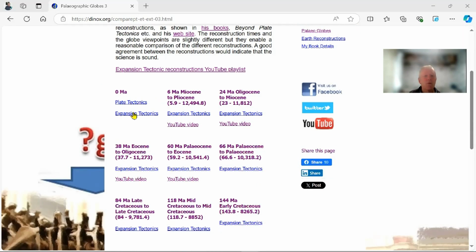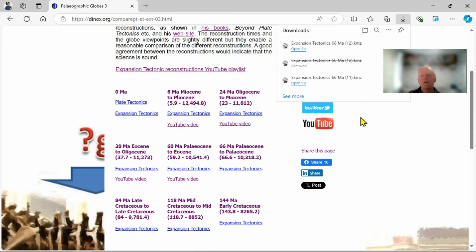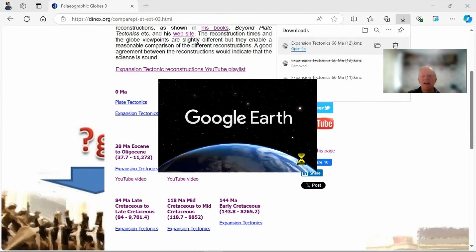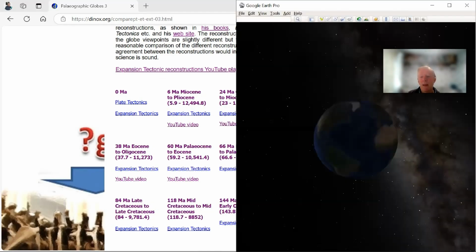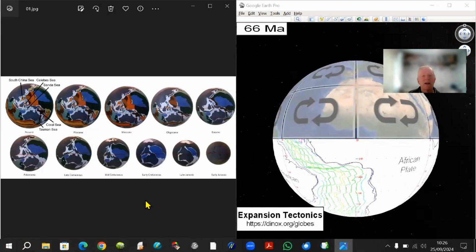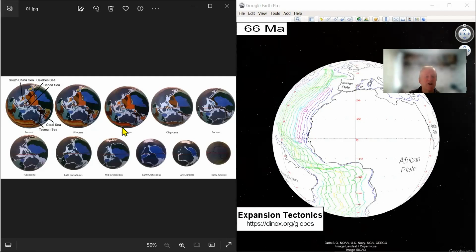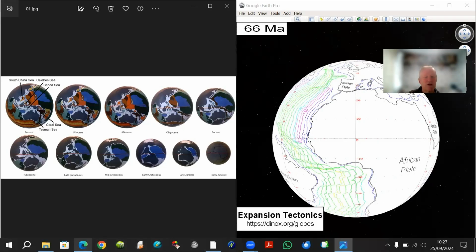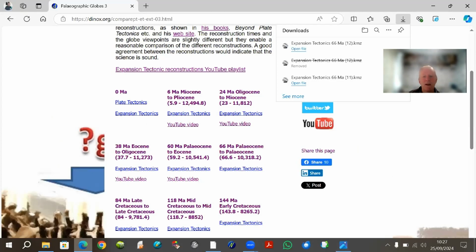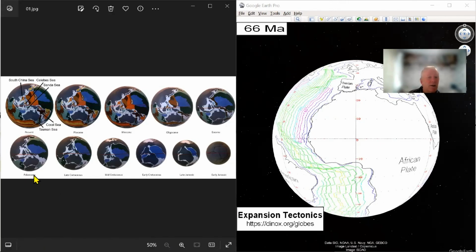So I've already gone through the 6, 24, 38, and 60 million years ago reconstructions, and today I'm going to do a 66 million year old reconstruction, compared with James Maxlow's reconstruction. So I will just open up the Expansion Tectonics reconstruction I've done. And then I've already got James Maxlow's files ready to look at. So 66 million years ago, we are looking at the Paleocene on this, which is that one.